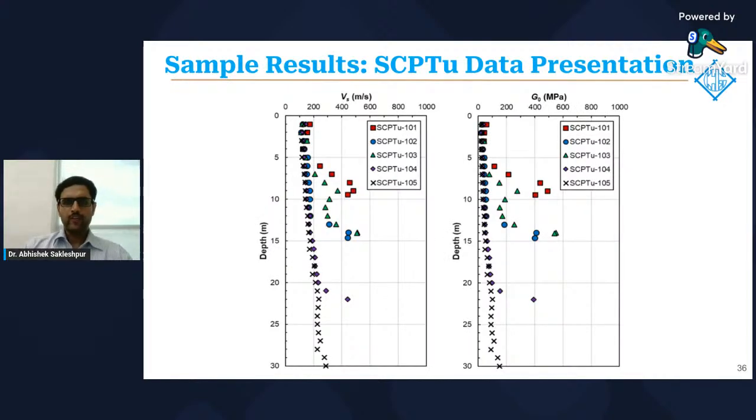So by processing the SCPTu data, we can then prepare plots of shear wave velocity with depth, along with the small strain shear modulus or the dynamic shear modulus, G0, with depth. Here we did 5 seismic CPTUs at this site, and we can see some similarity between certain seismic CPTUs, indicating similar stratigraphy in those areas, compared to some variability in stratigraphy depending on the profile of the shear wave velocity here.